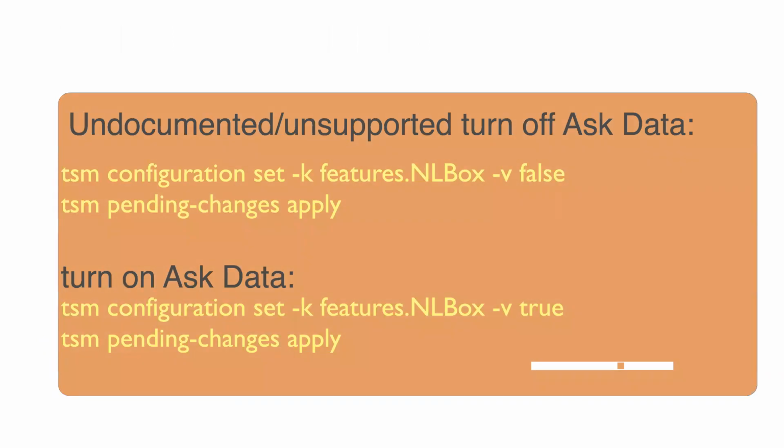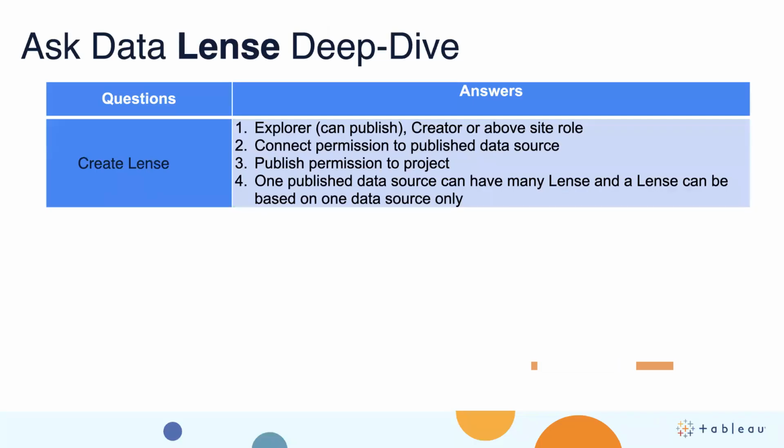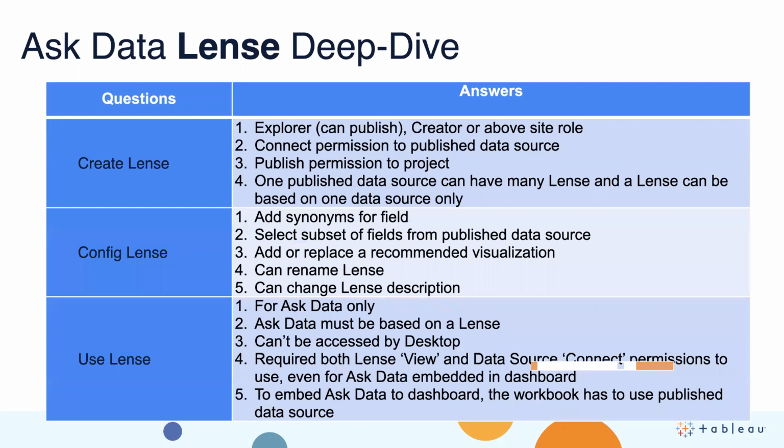There's an unsupported way. I don't know if this still works. I've not tried this for a long time. If you truly want to turn off Ask Data, but I don't know why you would, but if you are serious. Recap: create Lens, configure Lens, and use Lens.